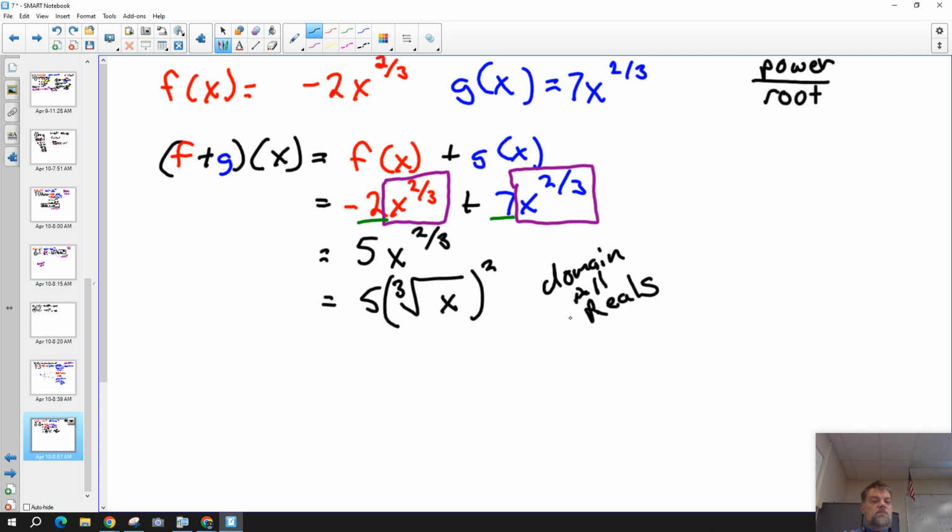Okay. Now, how do they put that? I say all reals, but it's all real numbers. Okay. Then the next thing they want us to do is figure out, well, what's f plus g evaluated at 8?